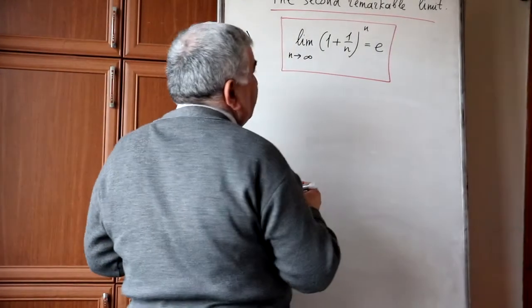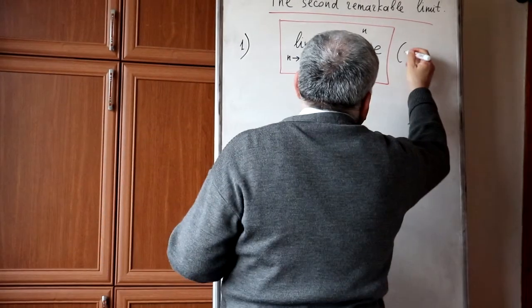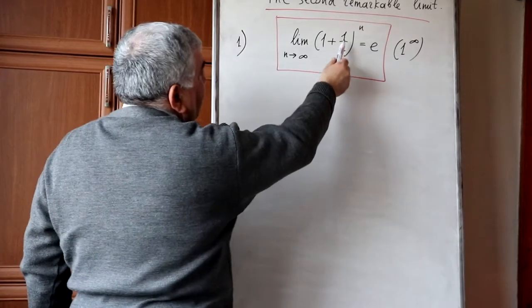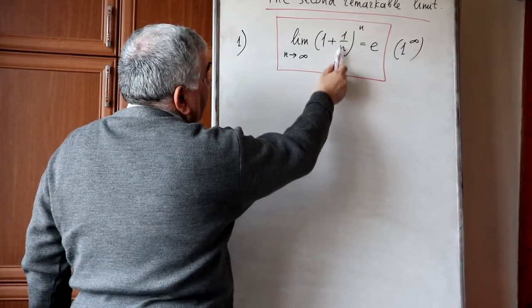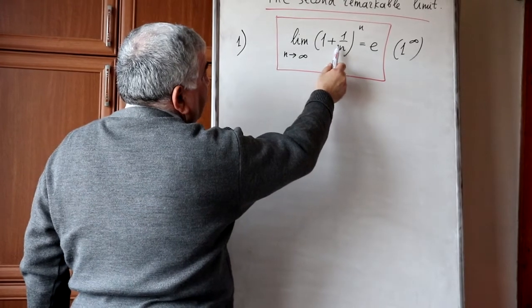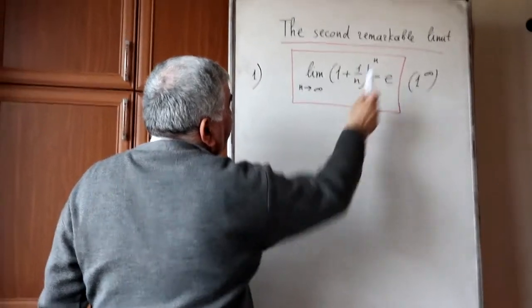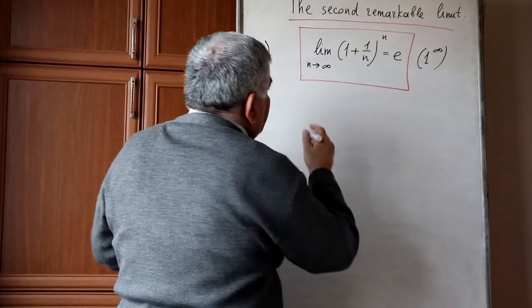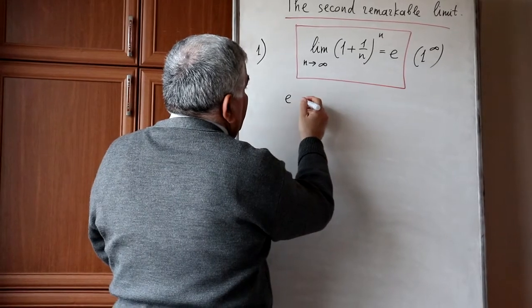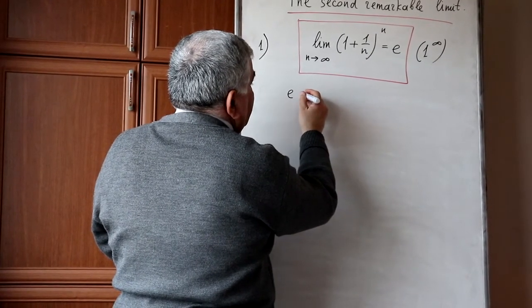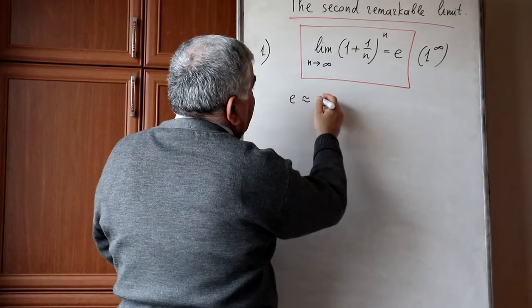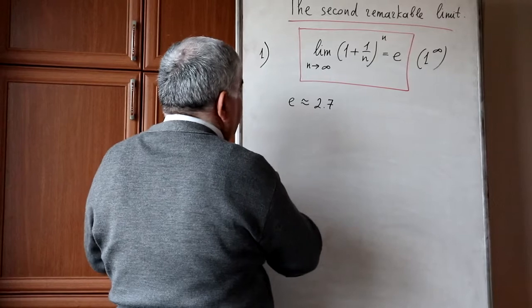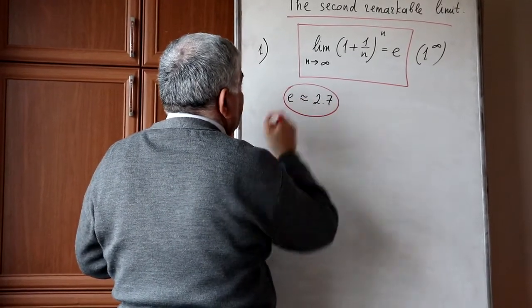we have the indeterminate form of type 1 to infinity. Because if we substitute infinity instead of n, 1 over infinity is 0, 1 plus 0 is 1, 1 to infinity. 1 to infinity is one of the indeterminate forms. Here e is a constant value, and it is approximately equal to 2.7. It is a constant value.